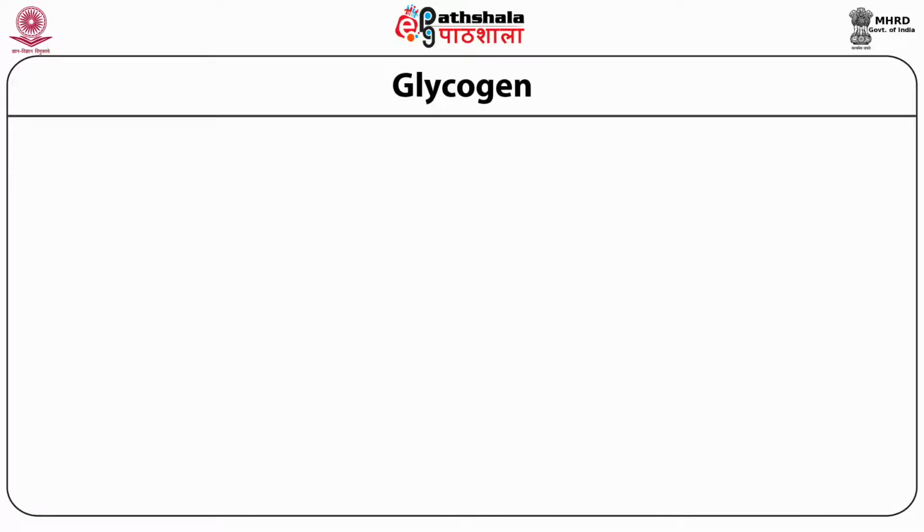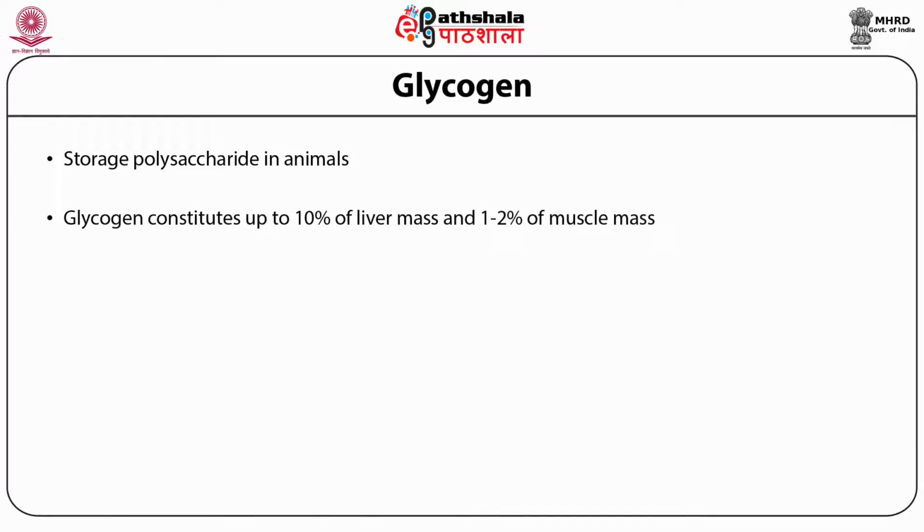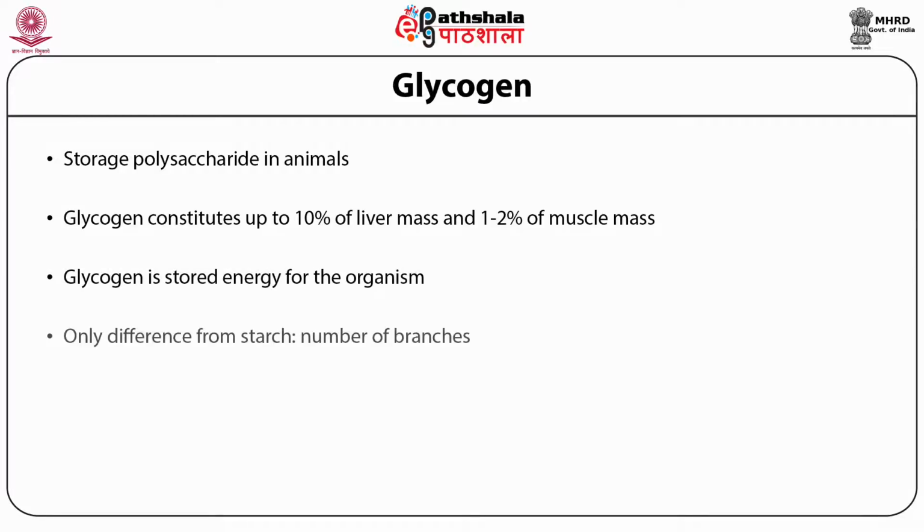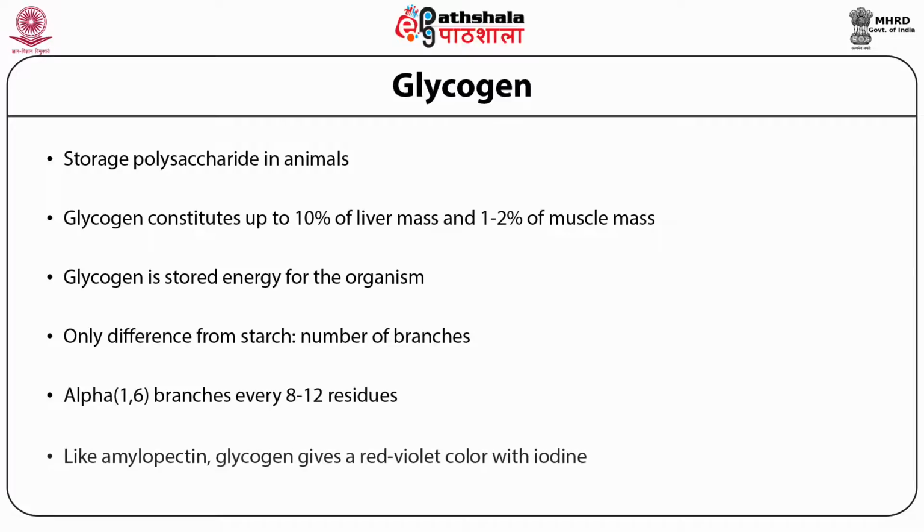Glycogen is another class of complex carbohydrate, a storage polysaccharide in animals. Glycogen constitutes up to 10% of liver mass and 1 to 2% of muscle mass. Glycogen is stored energy for the organism. The only difference from starch is the number of branches, alpha 1,6 branches every 8 to 12 residues. Like amylopectin, glycogen gives a red-violet color with iodine.